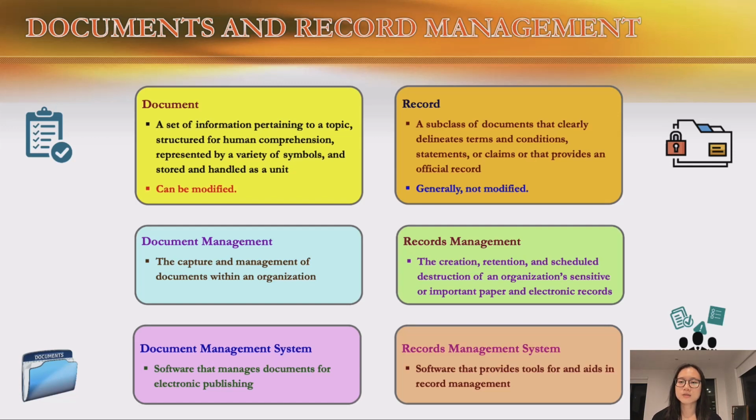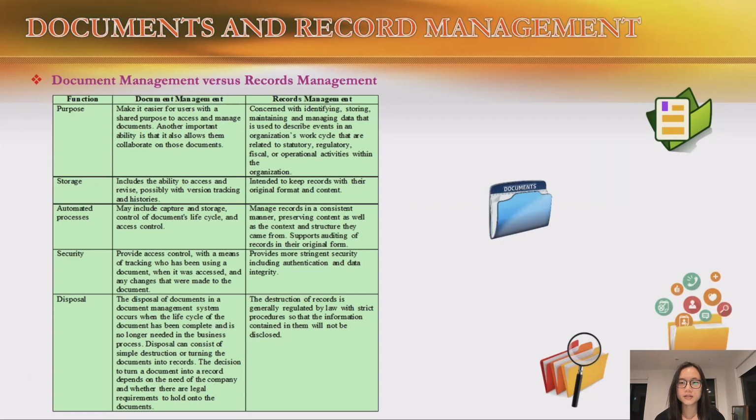A document management system refers to the software that manages documents for electronic publishing. It generally supports a large variety of document formats and provides extensive access control and searching capability across networks. A record management system is software that provides tools and aids in record management. This table here summarizes the key differences between document management and record management. They differ in purpose, storage, automated processes, security, and disposal.